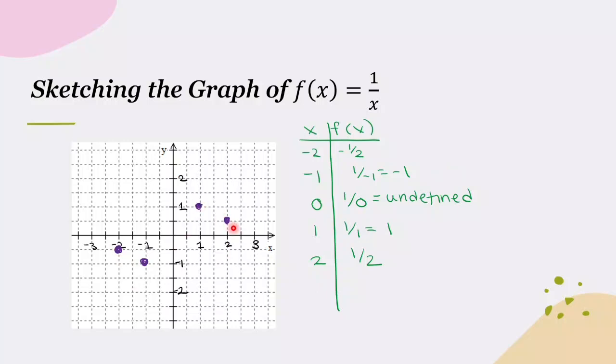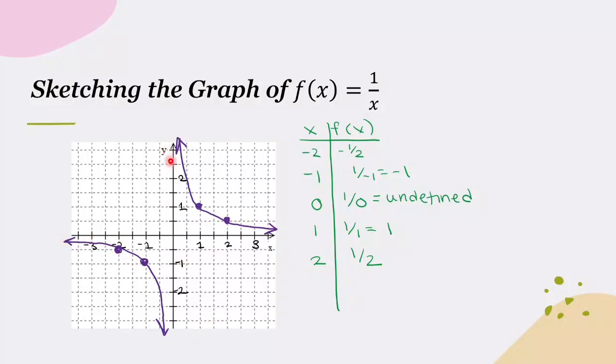And when I connect the dots, what's happening with this graph is as the x values are getting larger, the y values are approaching 0. We're getting fractions with magnitudes that are smaller and smaller and smaller. And the same thing is happening with negative values. As I plug in negative numbers with larger and larger magnitudes, those y values are approaching 0.